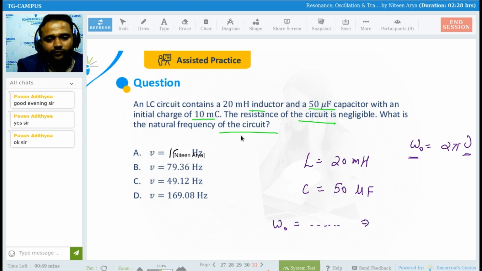The correct option is 159.24 hertz, and you need to use this. Okay, how so? Exactly, option A.